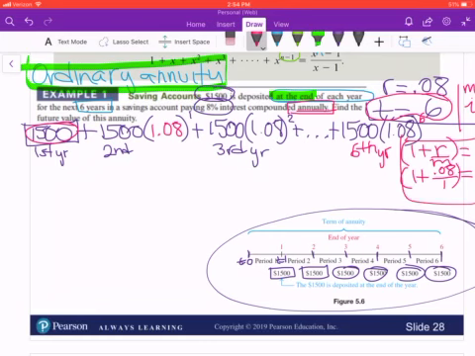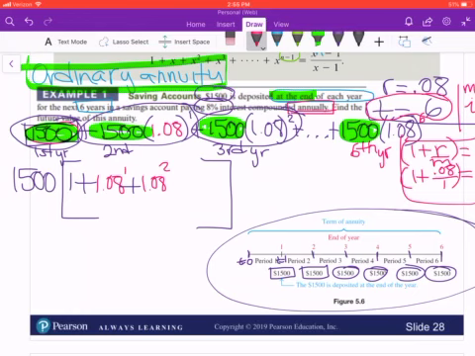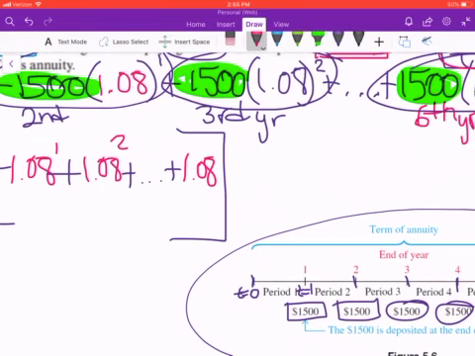So if we look at all these numbers, they all have one thing in common, and that is the payment, $1,500. So what I'm going to do is factor out 1,500, and inside the bracket, if I factor 1,500 from here, I will get 1. If I factor 1,500 from here, I will get 1.08 to the power 1. Now, if I factor 1,500 from here, I will get 1.08 to the power 2. And if I keep doing that, and I factor it from the last term here, if I factor the 1500 out, I will obtain 1.08 to the power 6.